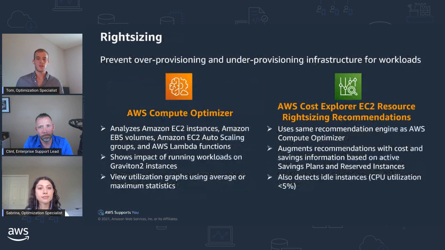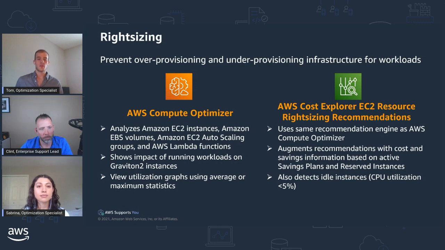Great, thanks, Clint. Moving on to rightsizing, there are two tools that offer rightsizing recommendations, and both need to be enabled first. AWS Compute Optimizer detects over-provisioned and under-provisioned EC2 instances, EBS volumes, EC2 auto scaling groups, which we'll get to in a moment, and AWS Lambda functions. Over-provisioning causes unnecessary infrastructure costs, whereas under-provisioning may lead to poor application performance.